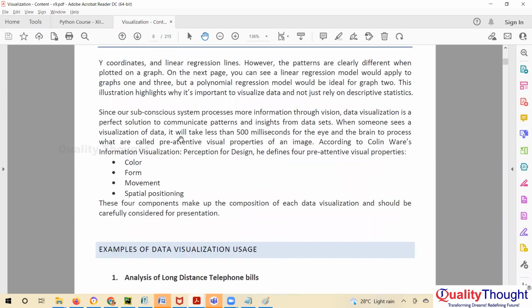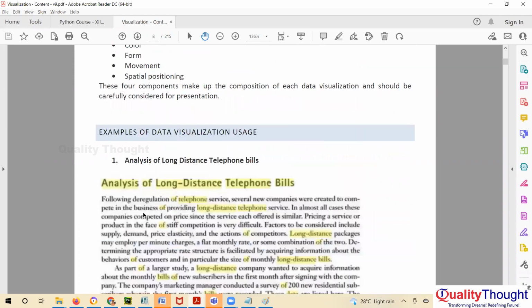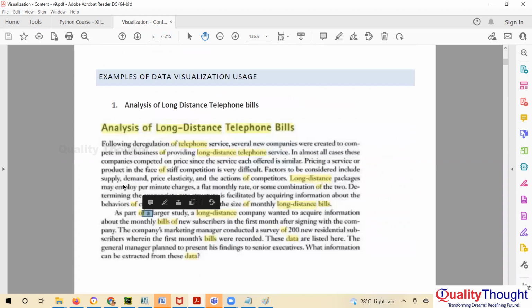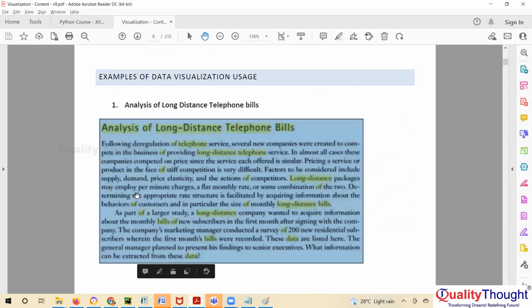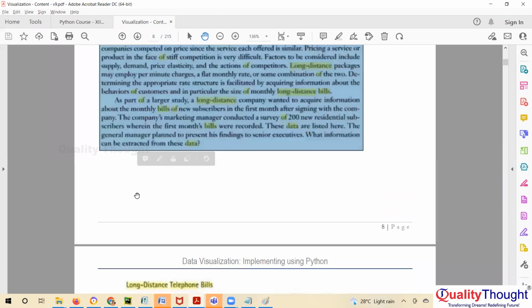We'll talk about data visualization usage. We'll see the usage. We'll take this example and we'll do it. Meanwhile, please practice all those things.